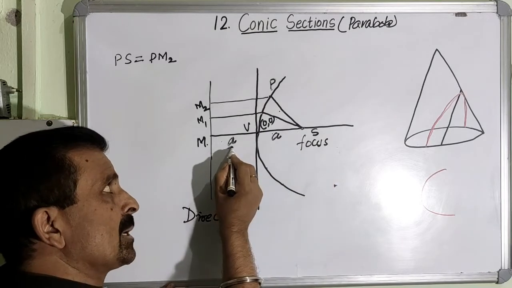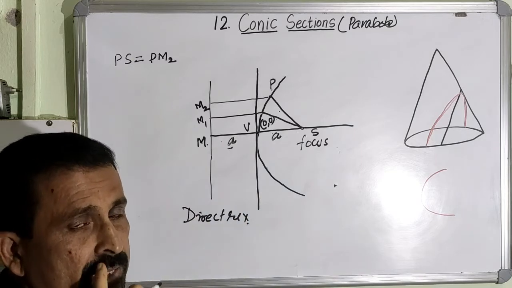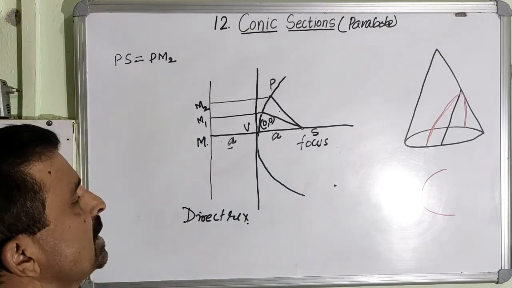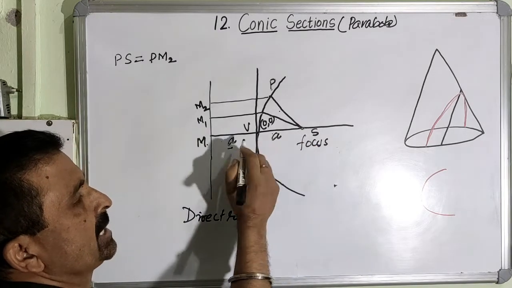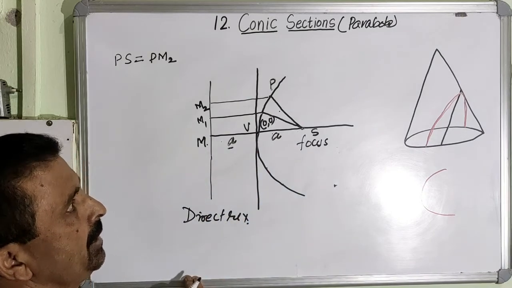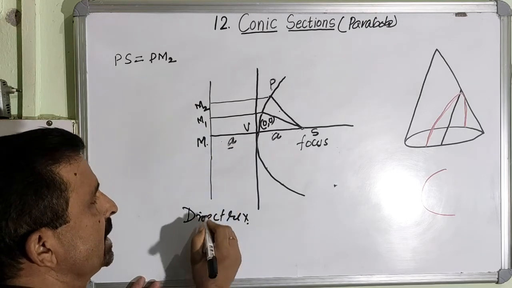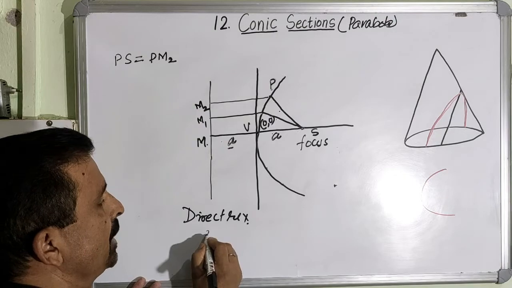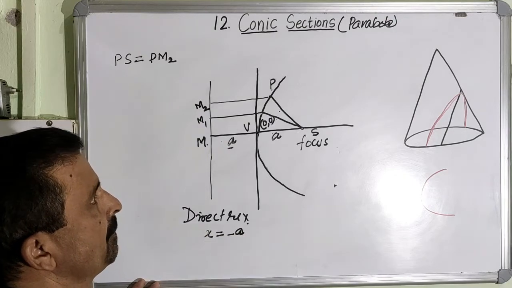But still here I'm taking this as a positive quantity only because this is a distance, and distance is a scalar quantity where we do not require the direction. So the distance of M and the distance of S from the vertex is the same. This is equal to a, right? Now that means this M is at a distance of x is equal to minus a.